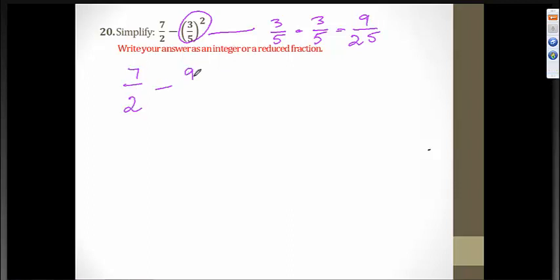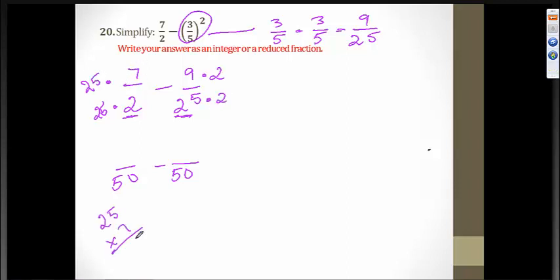So we have 7 over 2 minus 9 over 25. And then in order to subtract, what do we need to get? A like denominator, common denominator, right? So we have 2 and 25. What's the common denominator between those two? 50. Excellent. Because they don't have anything in common, you would just need to multiply the numbers with each other, all right? So this fraction, what do we multiply it by? By 25, right? So then we're going to do that to the top as well. And on this fraction, we're just going to multiply that by 2, all right?